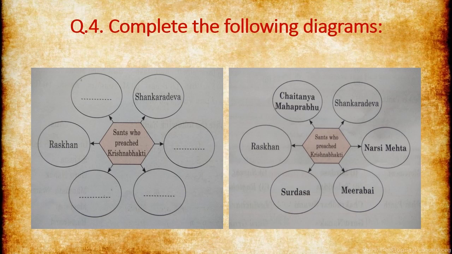See, on the slide towards your right side, all these 4 words are given. The first one at the top is Chaitanya Mahaprabhu. The next is Narsingh Mehta. Third, Mirabai. And fourth is Surdasa. These were the people who preached about Krishna; they were the bhaktas or devotees of Krishna. So in this way you have to complete the diagram. I am giving you some time to write it down. Two names are already given, and the four santas' names you have to write: Chaitanya Mahaprabhu, Narsi Mehta, Mirabai, and Surdas.